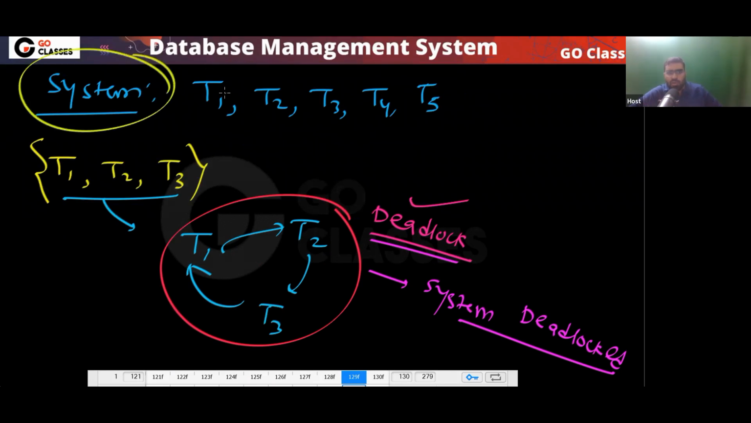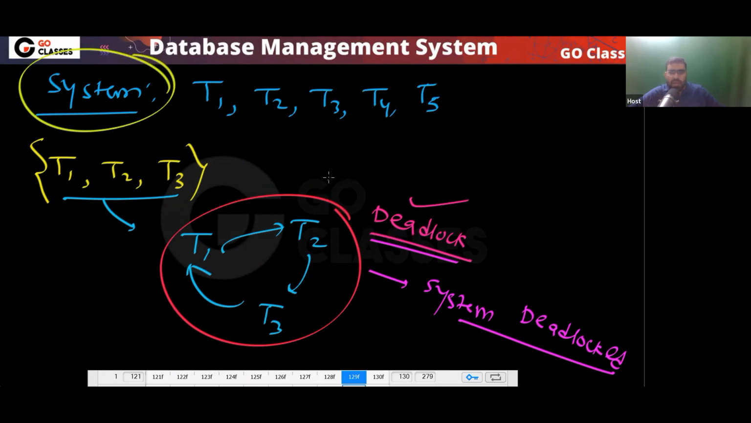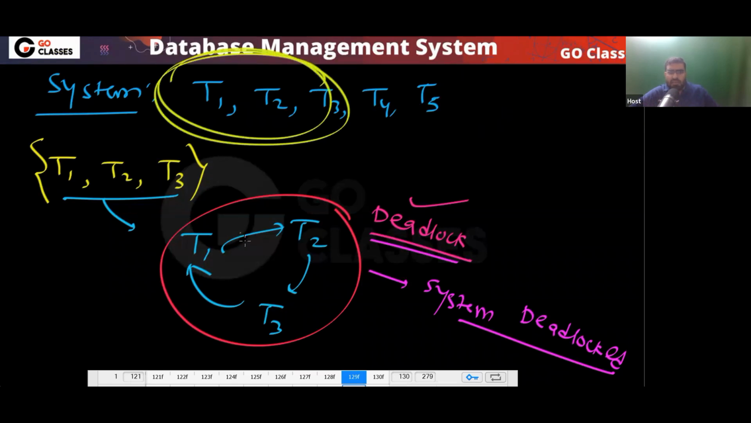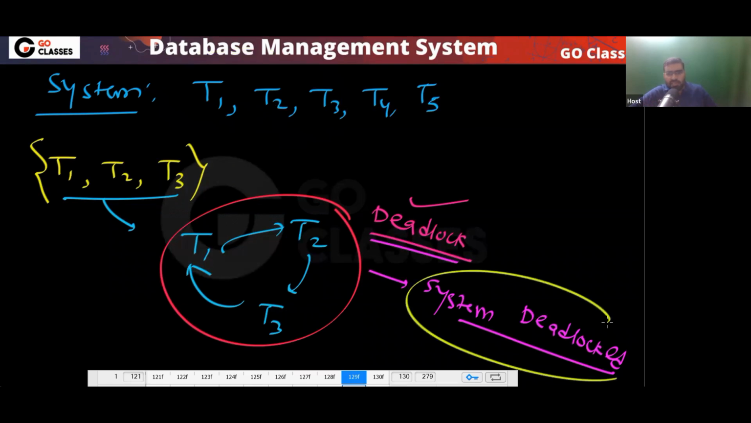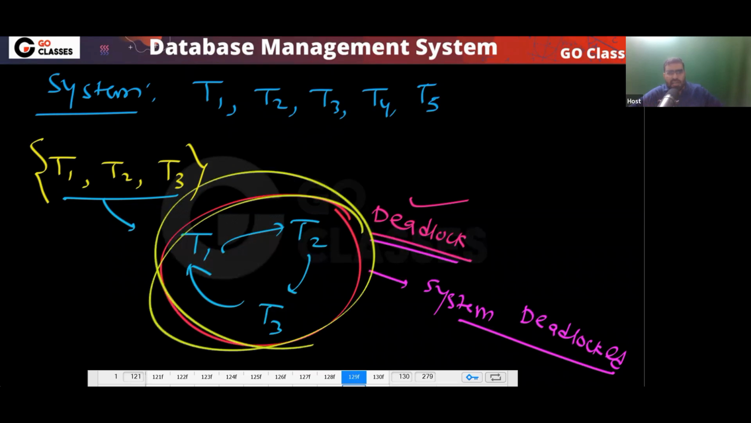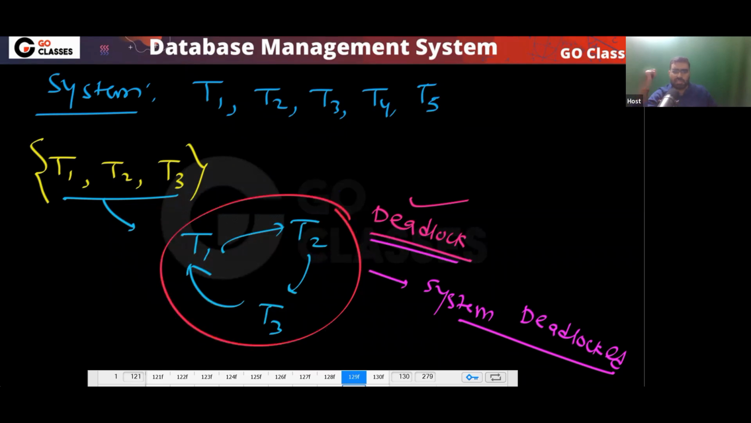In the system, you can have many hundreds or thousands of transactions. But some set of transactions is such that every transaction in this set is waiting for another transaction. Then this type of situation is called deadlock. So I can say the system is deadlocked when some set of transactions is in this format.